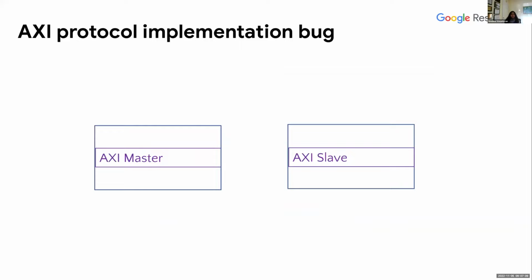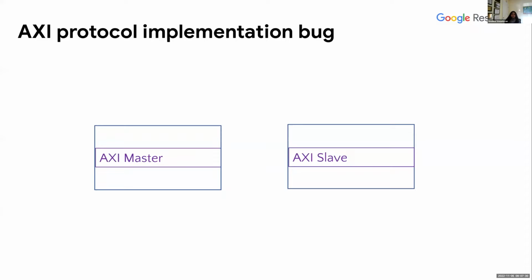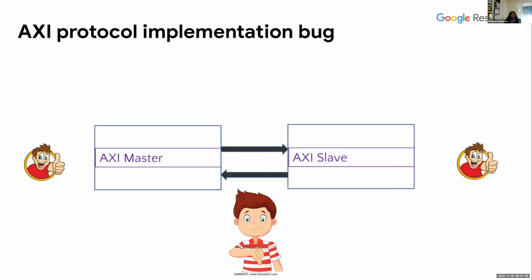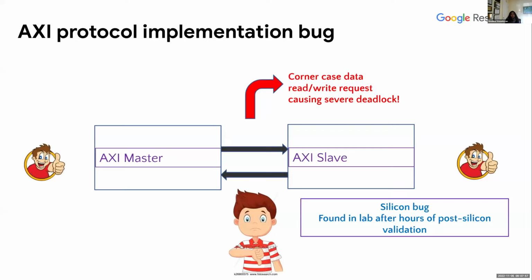A typical, real example is where a lot of verification was done between an AXI master and an AXI slave, different RTL modules, and both of these checked out just fine after this kind of verification, after a year of different components in the RTL design checking out just fine. But then when they were put together in the system, something broke in a way that it never had before. A corner case data read or write request caused a severe deadlock. The scenario had never been seen during pre-silicon verification, but it was found as a silicon bug in the lab after hours and hours of post-silicon validation.